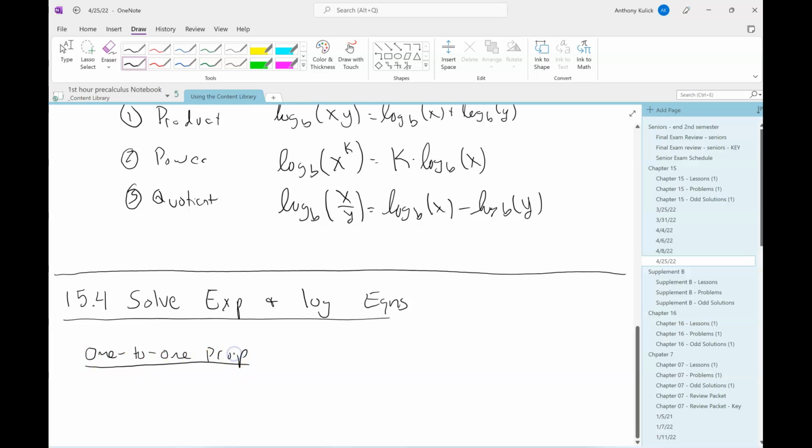So the simplest kind of exponential equations or logarithmic equations we can solve are going to be based on these one-to-one properties. The first one says for an exponential equation, if b to the x is equal to b to the y, then x is equal to y.